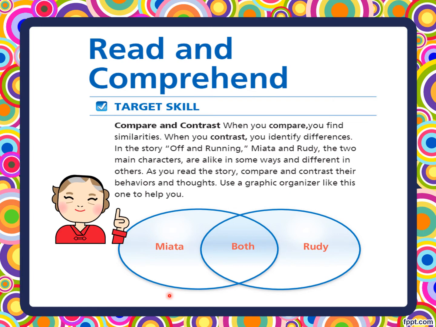So what is this graphic organizer that we use for comparing and contrasting? So if you answered Venn diagram, then you are correct. So we have two overlapping circles. In the first circle, we're going to write the characteristics of the first main character, Miata. And in the second circle, we're going to write about Rudy's characteristics. In the overlapping circles, we'll be placing characteristics that are common to both of them.